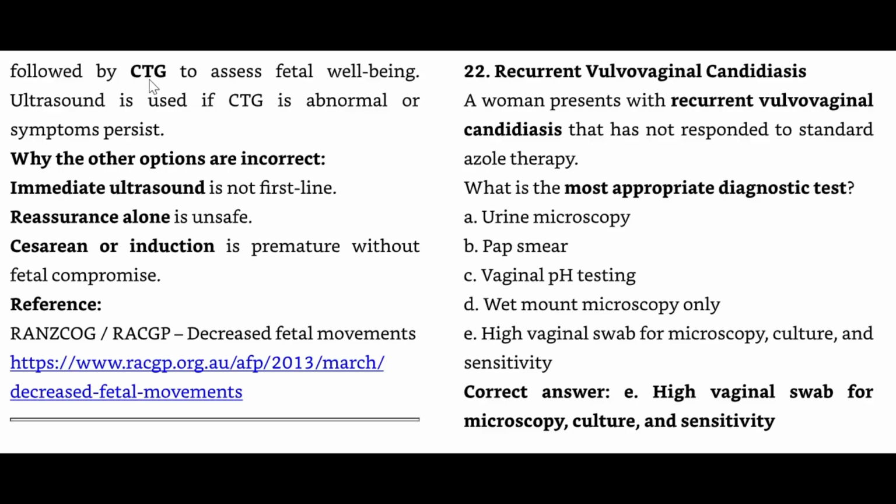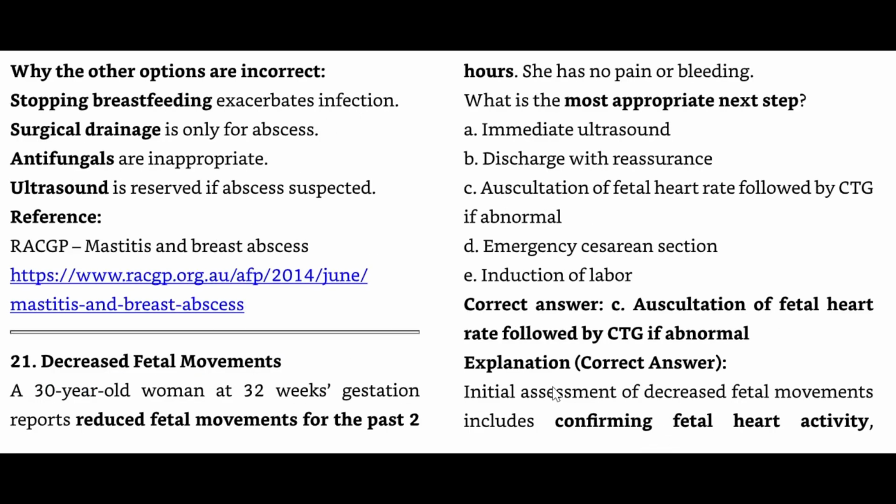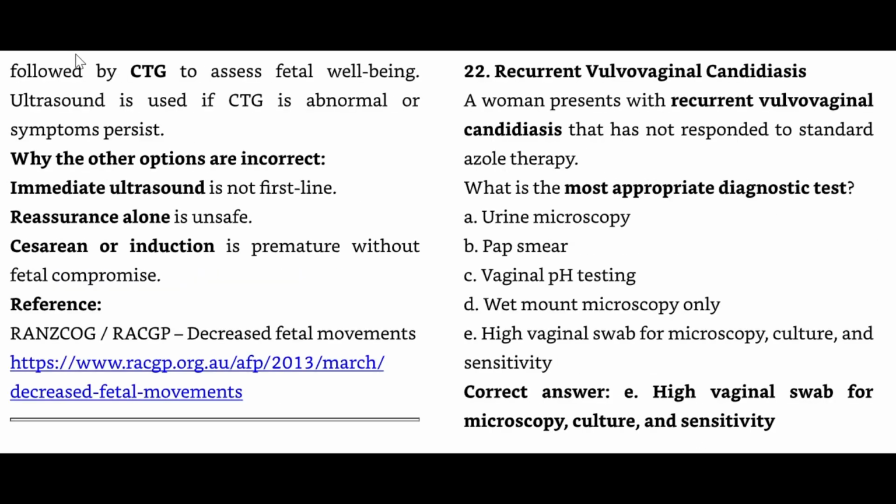And if the CTG is abnormal, then ultrasound should be performed. Again, initial assessment of decreased fetal movement. Number one, confirming the fetal heart rate or the fetal heart activity. If the fetal heart activity is abnormal, number two, CTG should be performed to assess the fetal well-being. If CTG is abnormal, then number three, ultrasound should be performed.